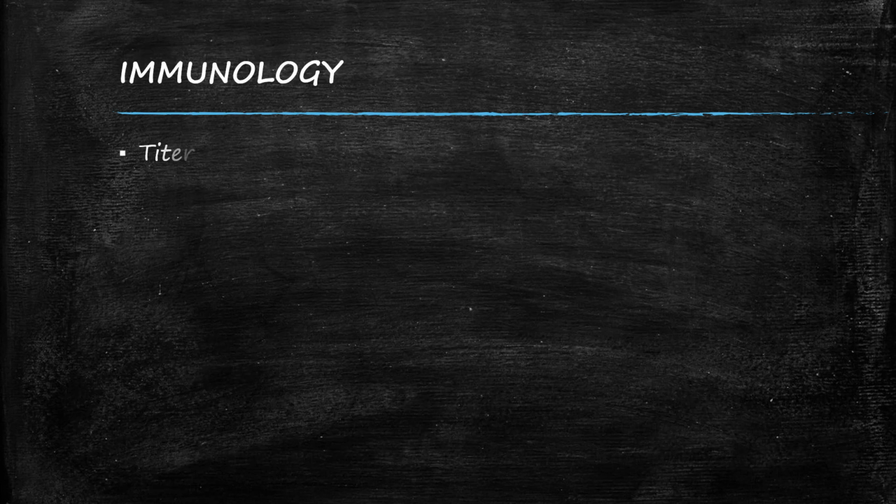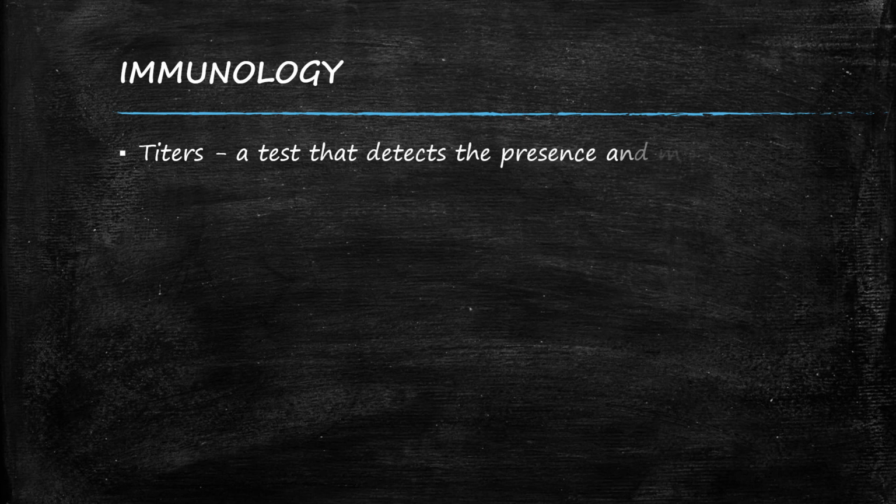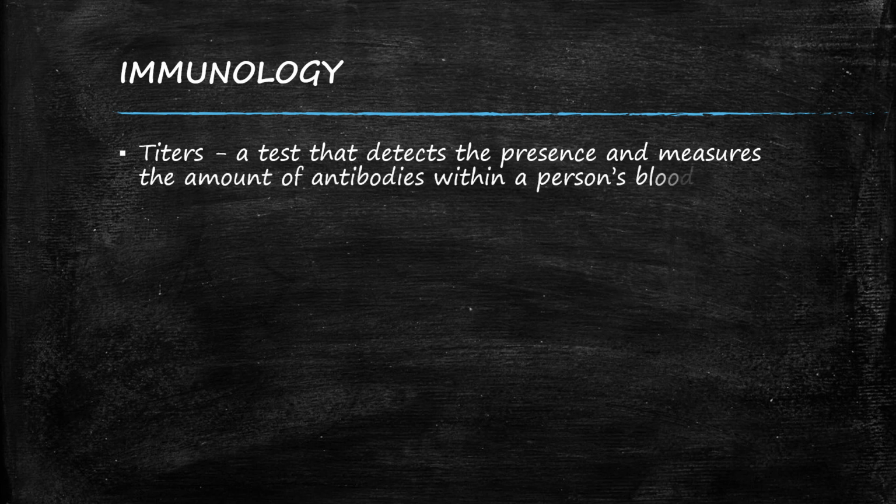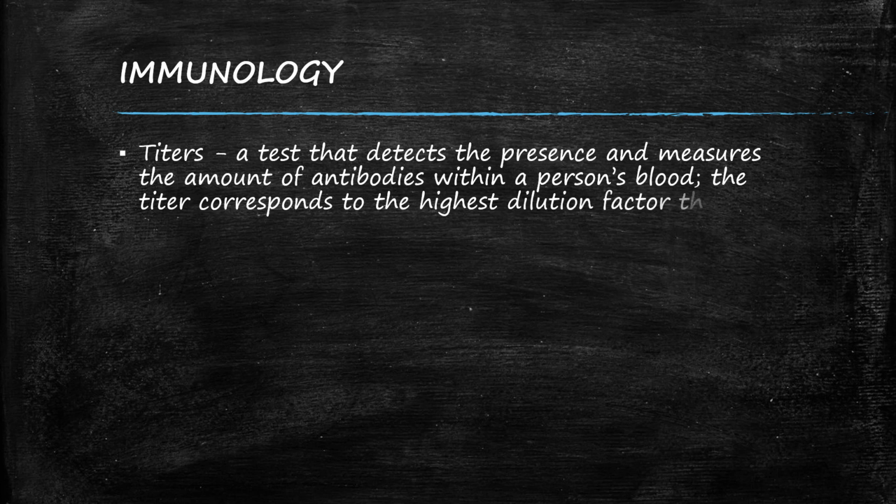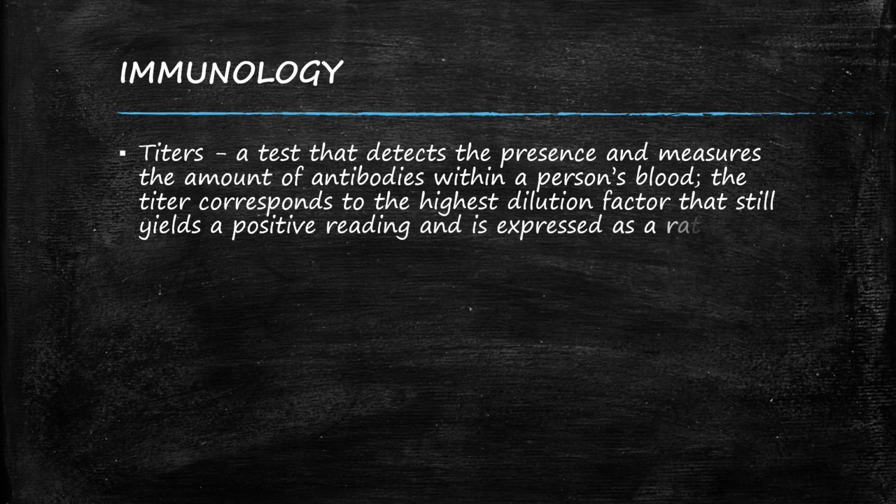Continuing in immunology to talk about titers. Titers are so important for healthcare personnel to know what their titers are against different diseases. A titer is a test that detects the presence and measures the amount of antibodies within a person's blood. So you draw somebody's blood and then the lab person will continue to dilute that blood into a test tube until there is no longer a positive reading. It will always be expressed as a ratio.